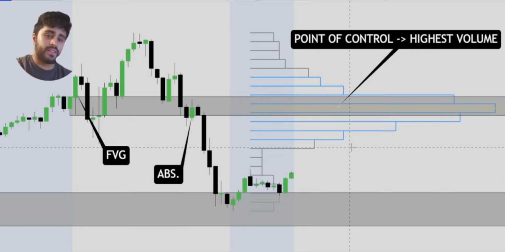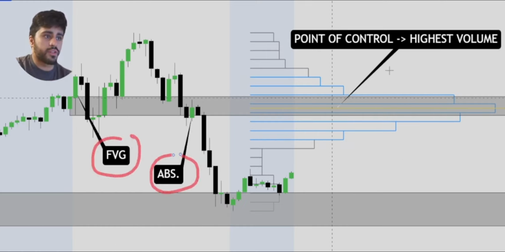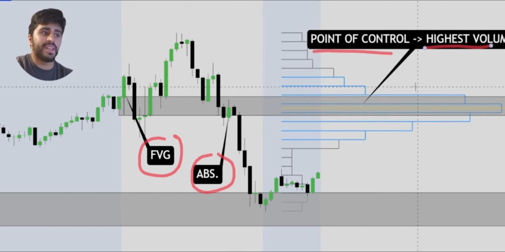And these are the three things that validate any key level in the market, right? These are the three things you need. You need to have a fair value gap, you need to have absorption, and you need to have some kind of high volume area. The reason high volume is important is because volume corresponds to interest.